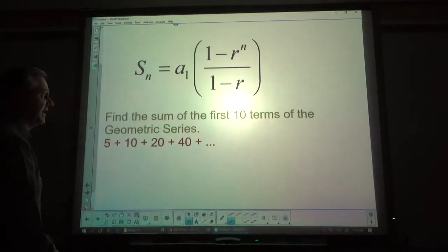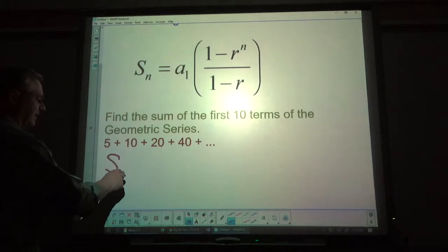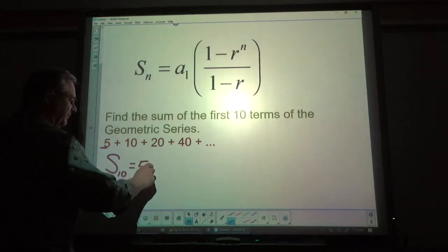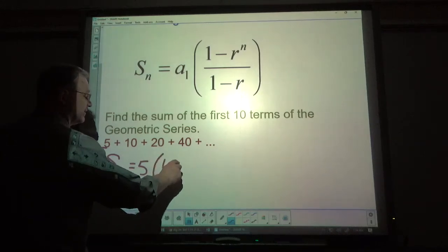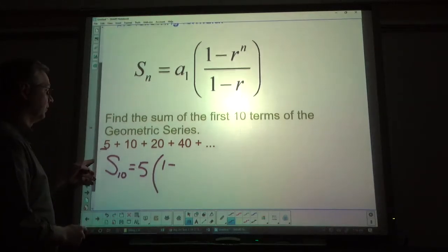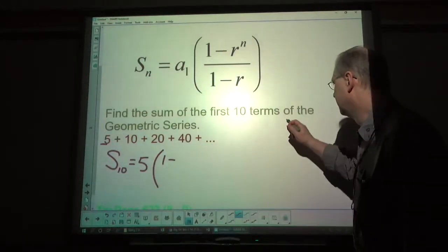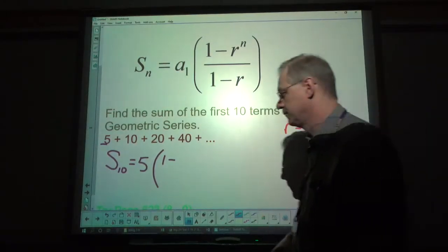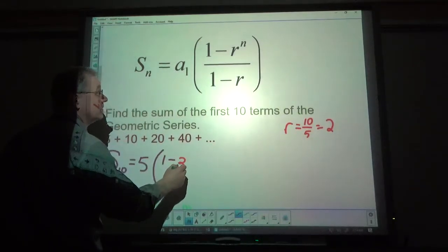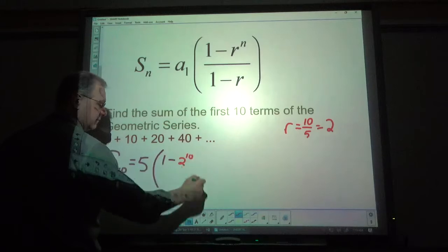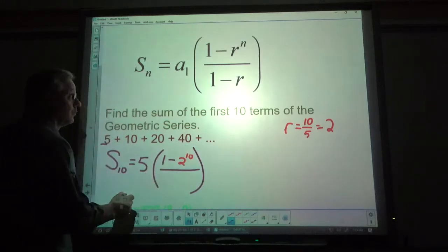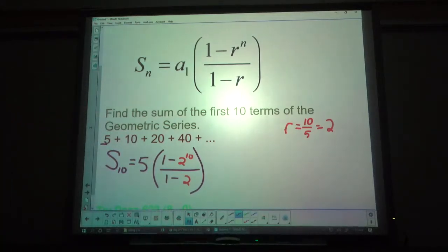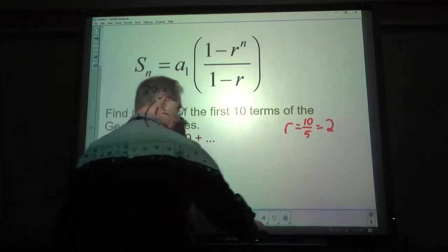If we're doing the first 10 terms, that's S sub 10. The first term is 5, so 5 times 1 minus r. Now we saw here, you can find here, that r is the second term divided by the first term, or 2. 2 to the n over 1 minus 2. Okay, there's your formula. All done out. Let's continue.